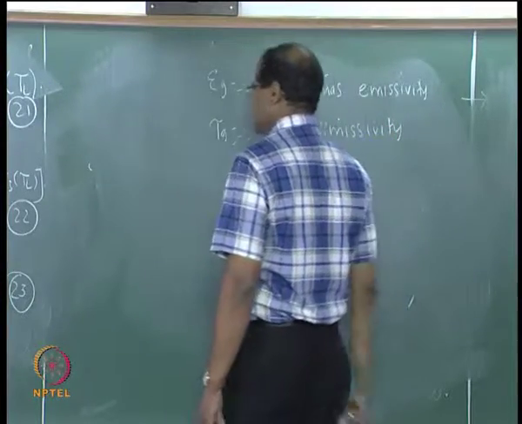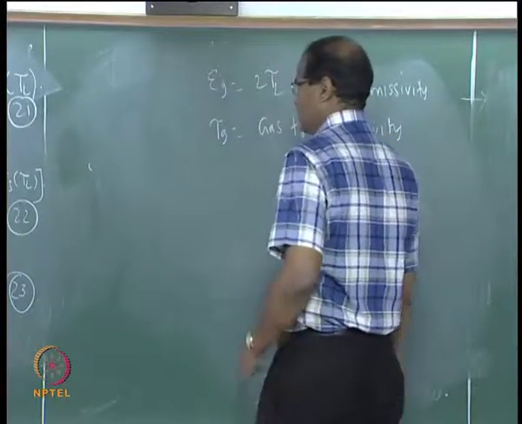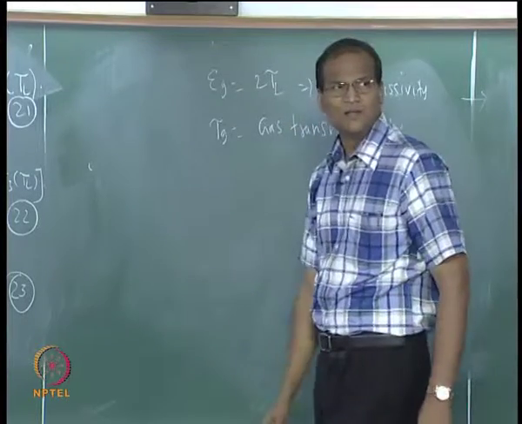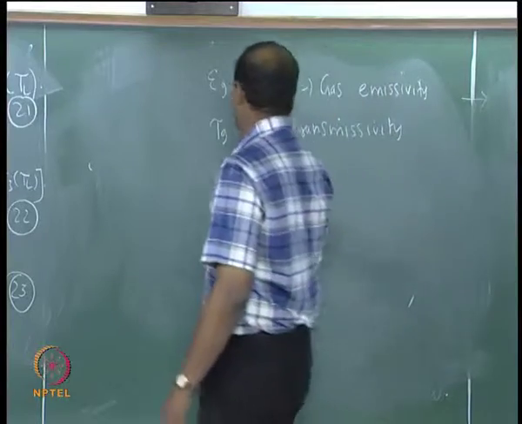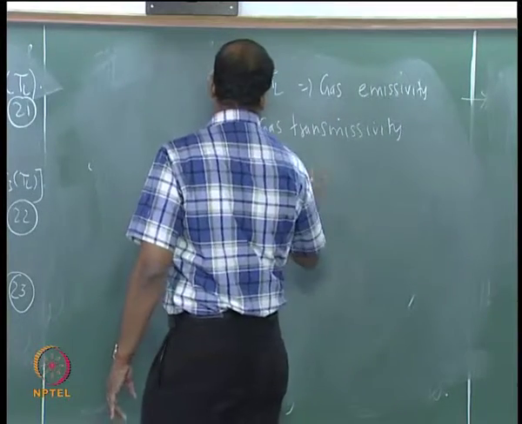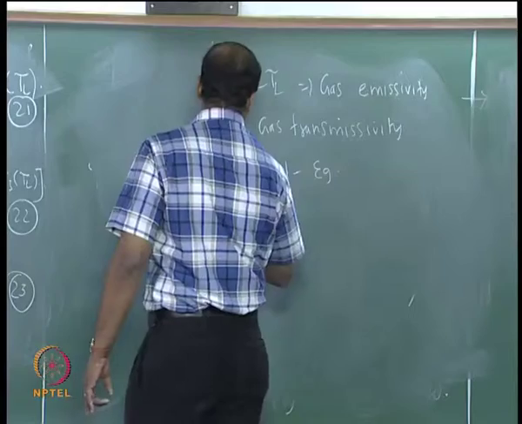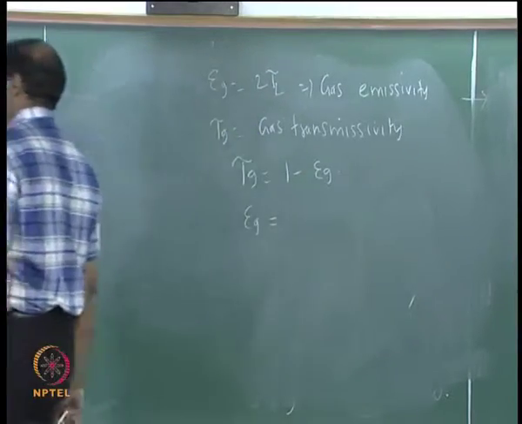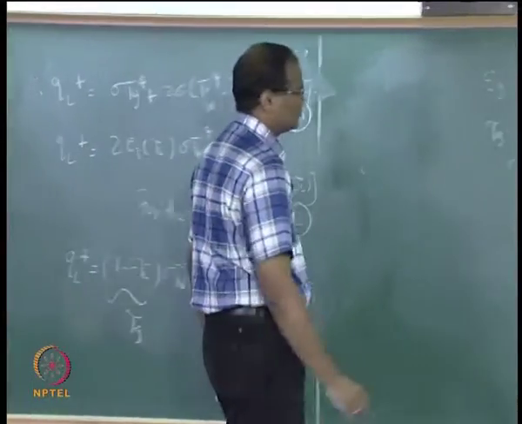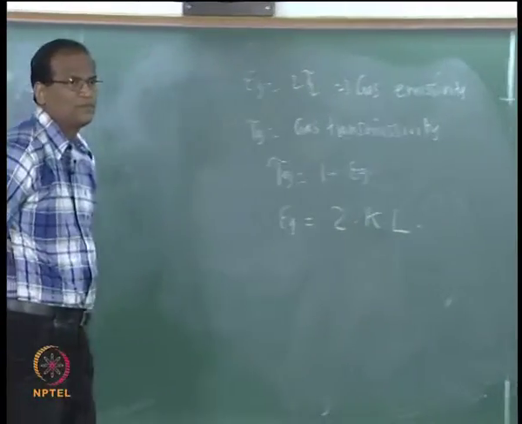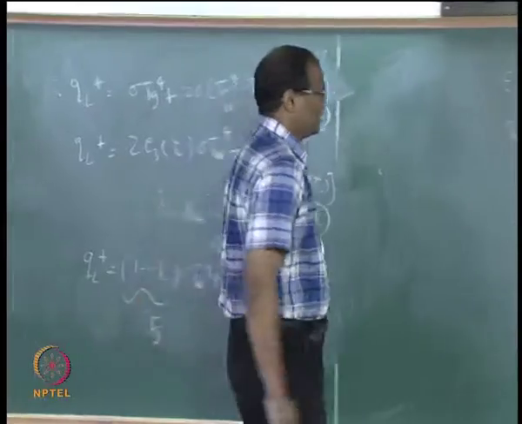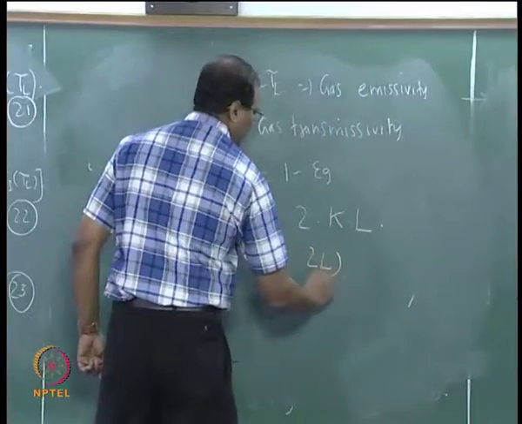What is the relationship between this? Tau g is 1 minus epsilon g, right? Epsilon g itself is 2 times kappa into L, is 2 times kappa, 2 times L into kappa.